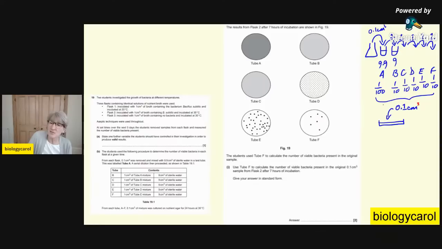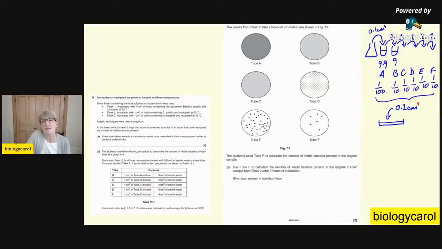And this 0.1 sample has come from... notice how many factors of dilution there've been. 1, 2, 3, 4, 5, 6, 7, because 100 is 10 squared, 10 times 10. So the answer is 6 times 10 to the factor 7.